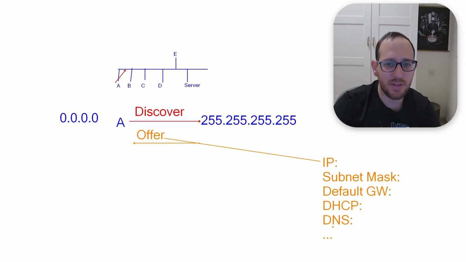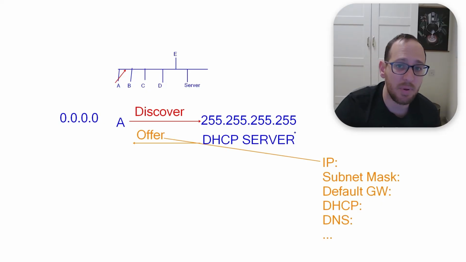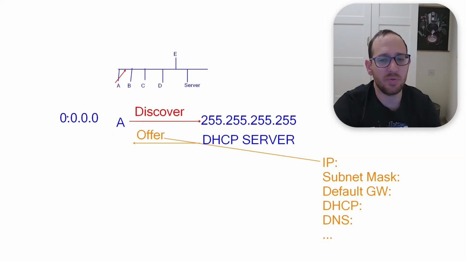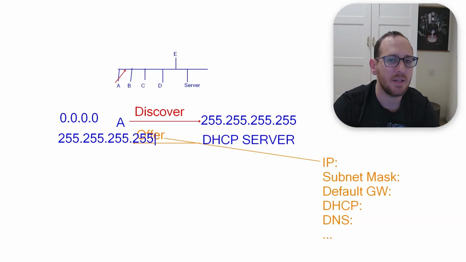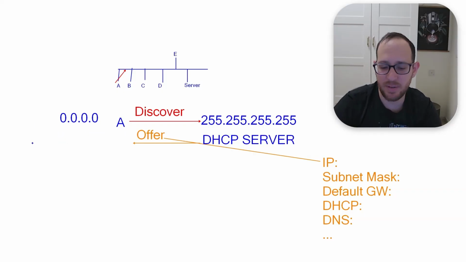The offer is sent from the DHCP server's IP address. So this is from the DHCP server. Again, there could be multiple servers. You would get multiple offers. What address is it being sent to? So we can't send it to 0.0.0.0, as it doesn't mean anything. We can't send it to A's address because A doesn't have an address yet. Thus, it's sent to broadcast.